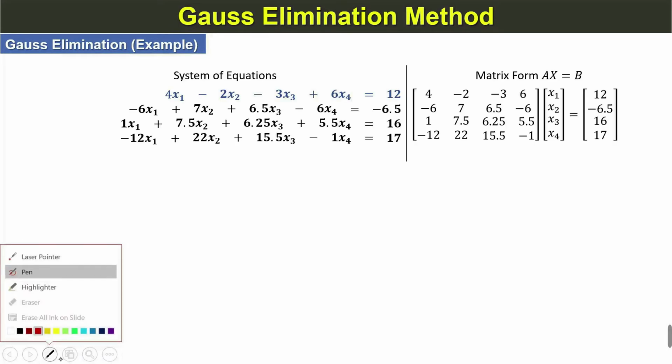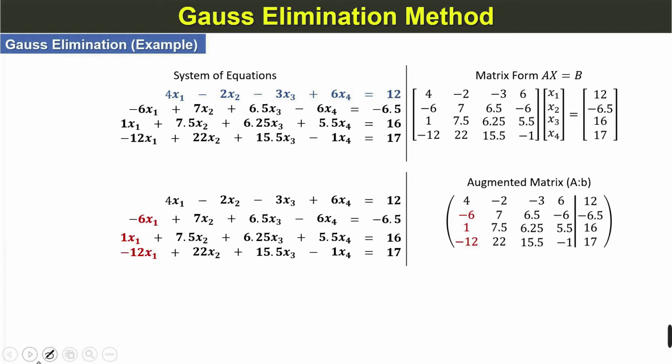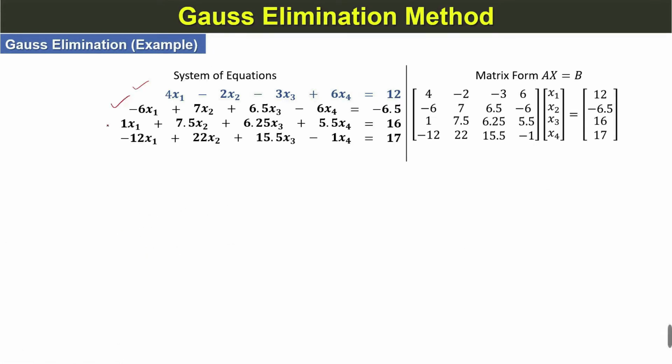Gauss elimination example. So we have a system of four linear equations, equations 1, 2, 3, and 4, and the equivalent matrix form is this one, that is Ax equals B. We can solve the Gauss elimination method using this matrix form, and we can also solve by the system of equations. So we take both forms, the system of equations and the matrix form, and we solve both step by step.